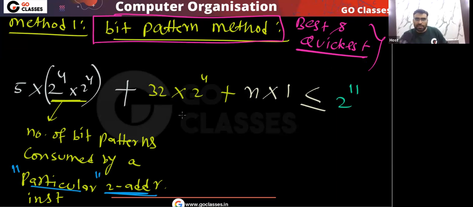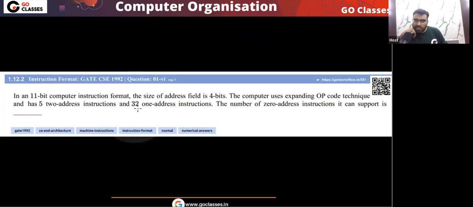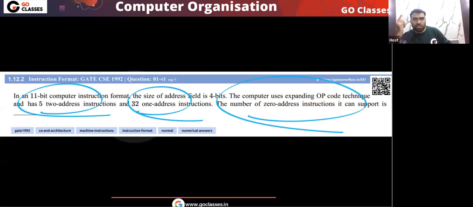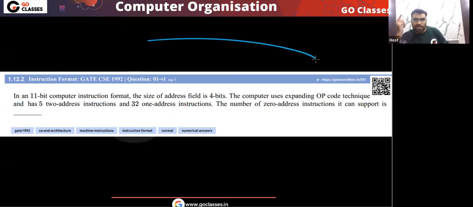But still remember, in the GATE exam, the majority of GATE aspirants who do not study from standard resources, who don't study from GoClasses, will use the other method, method number 2. They will do the encoding: first they will take 2 address instructions, then 1 address instructions, then 0 address instructions. And let me tell you, that method is dumb. In the GATE exam, that method is going to take a lot of time.